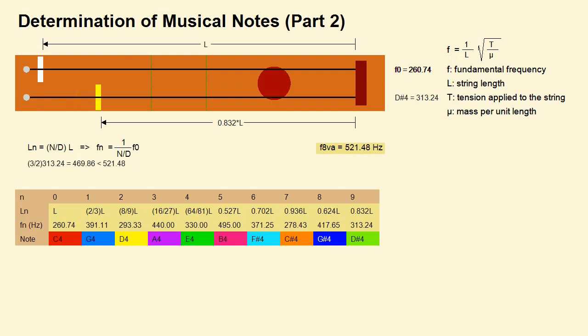Therefore, we apply the reduction factor of the length of the string of 2/3 to the length 16,384/19,680 of L, with which we obtain a length of 32,768/59,049 of L and a frequency of 469.86 Hz, corresponding to A sharp expressed as a numeral 4.